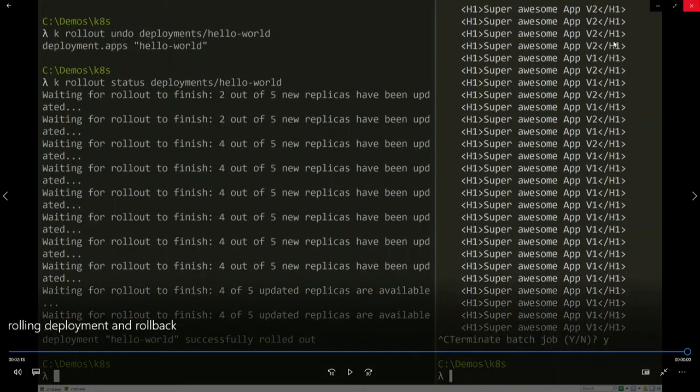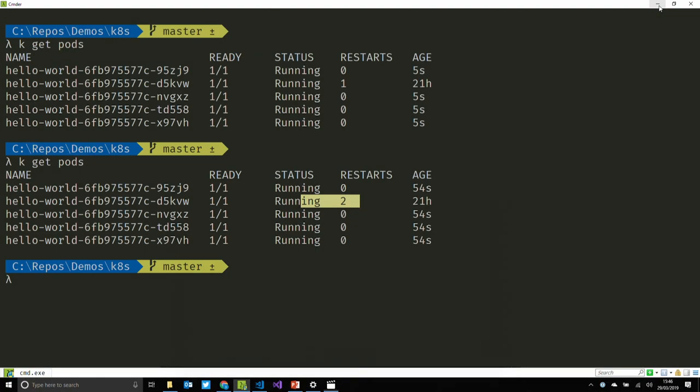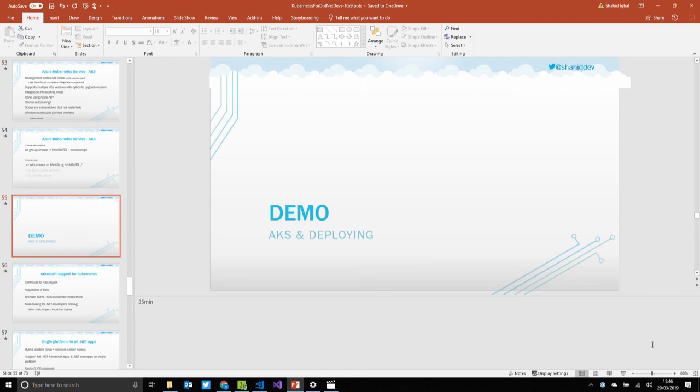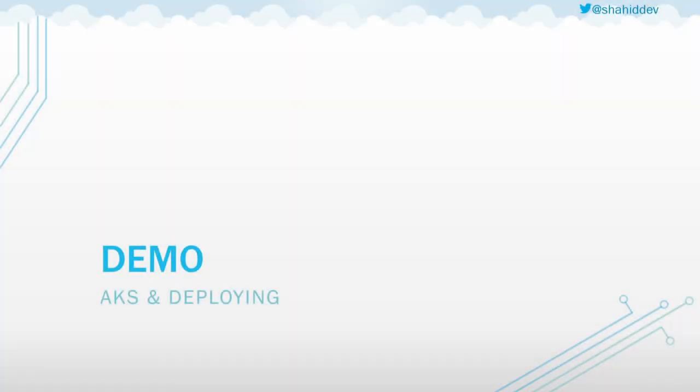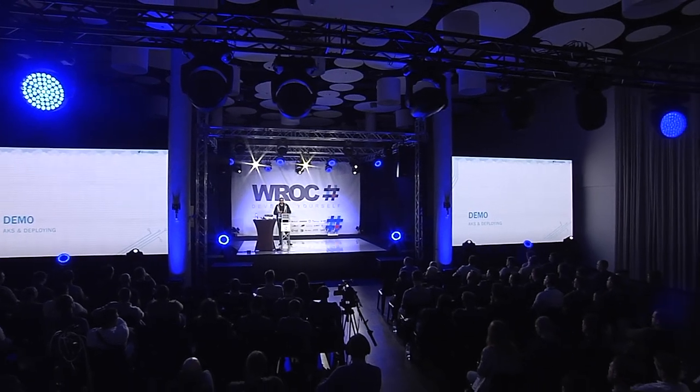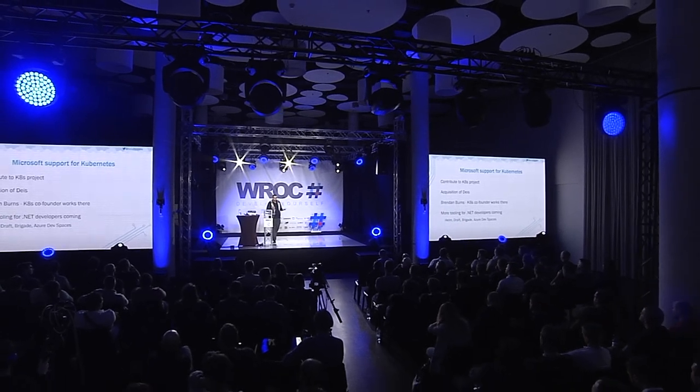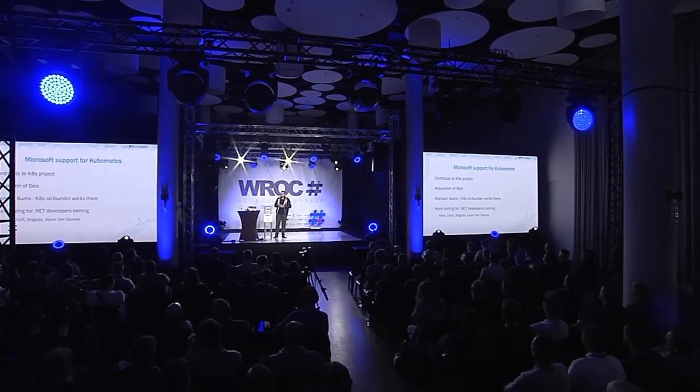So that was the last demo. Let's go back to the slides. We've got about 10 minutes to wrap up. So far, I've talked predominantly about Kubernetes, a little bit about Azure. Haven't really talked about the .NET side. And I suppose, by extension, what's Microsoft's involvement in Kubernetes?